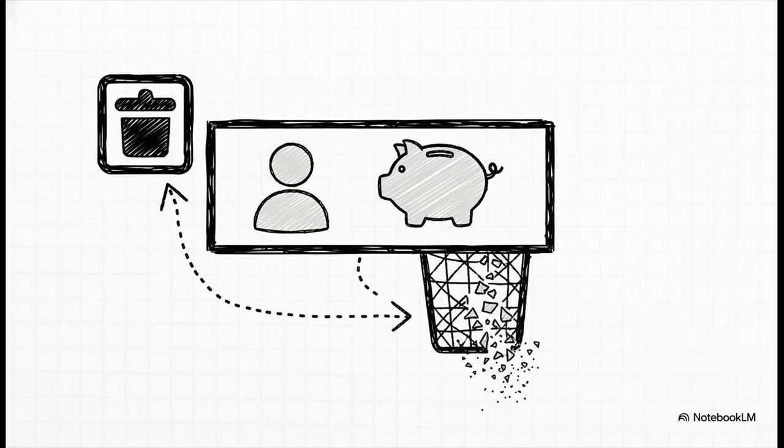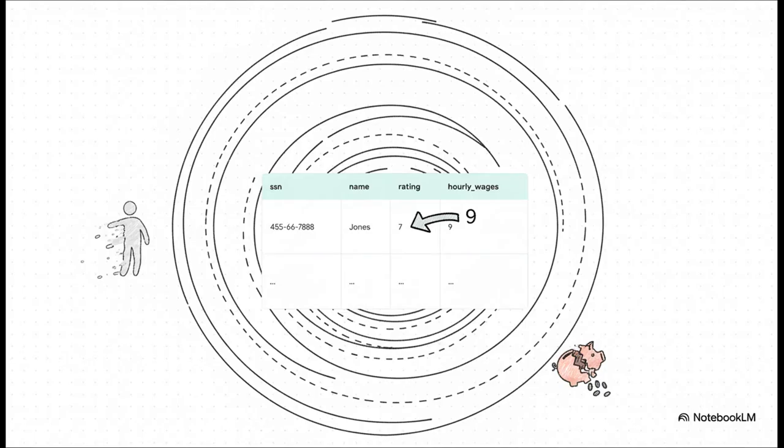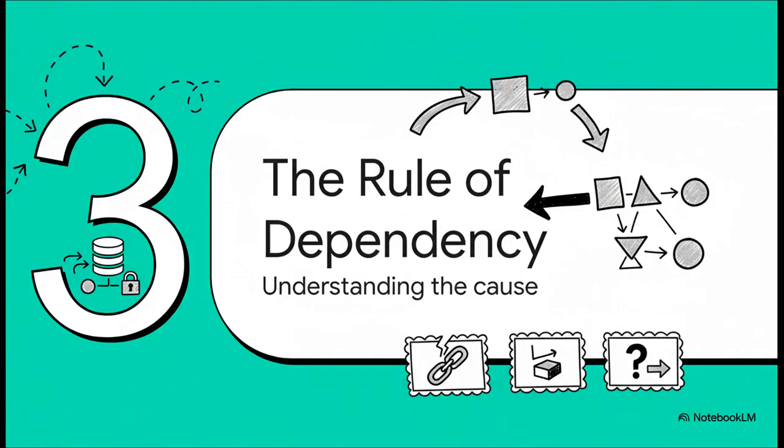And finally, we have the deletion anomaly. Now this one is maybe the most insidious of them all, because it means we can accidentally lose crucial information forever. Imagine your very last employee with a rating of 7 leaves the company. You do the normal thing. You delete their record. But look what happens. You don't just lose their personal data. You've also completely wiped out the fact that a rating of 7 corresponds to a wage of $9. That entire piece of the company's pay scale information is just, poof, gone, simply because the last person associated with it is gone.